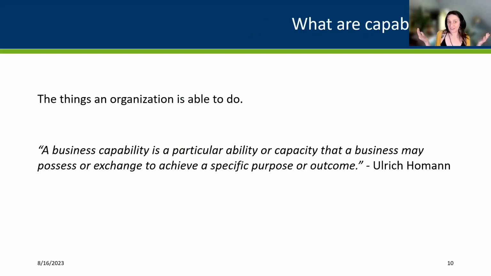They are the things an organization is able to do. The Open Group, which maintains the TOGAF Enterprise Architecture Framework, has an even more generic definition: capability is the ability to do something. This quote by Ulrich Hohmann, who's been a thought leader in architecture for some time, I think at Microsoft: a business capability is a particular ability or capacity that a business may possess or exchange to achieve a specific purpose or outcome. So that gets back to the question of an ability that an organization doesn't possess internally, but contracts out or otherwise delegates to an external party, is still a capability and should be included in their map.